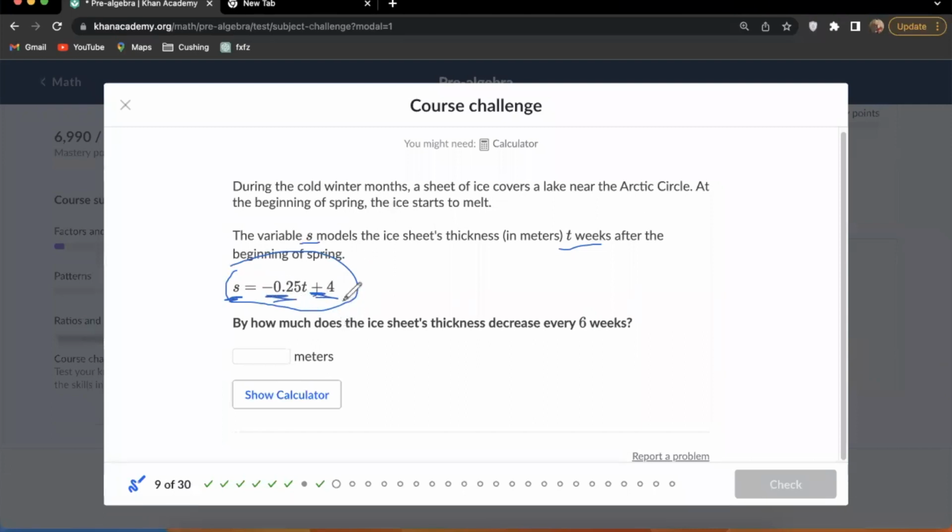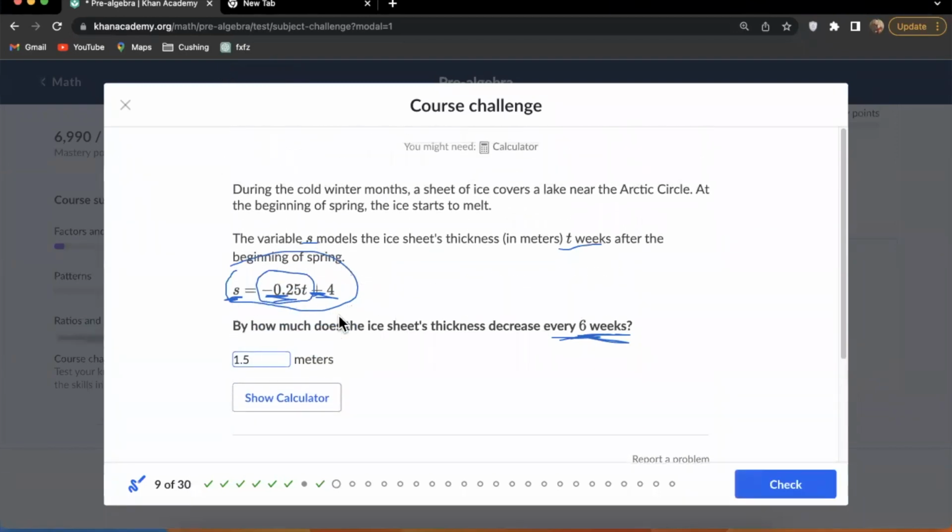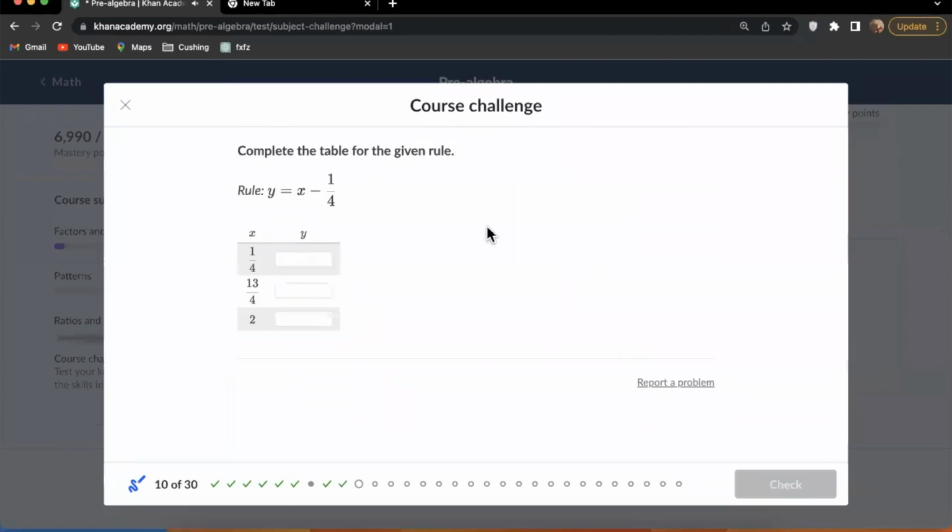week. The question is, by how much does the ice sheet's thickness decrease every 6 weeks? So every 1 week, it's going down by 1/4 of a meter. So in 6 weeks, I'll do 0.25 times 6, and that's going to come out to 1.5. You use a calculator, 0.25 times 6, it's going to come out to 1.5 meters.